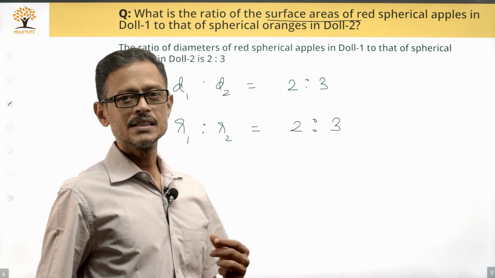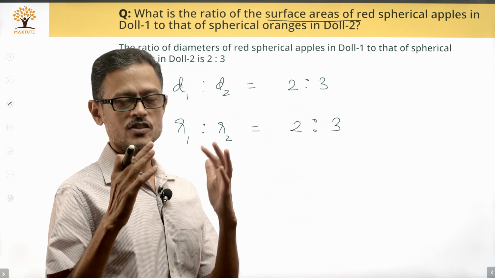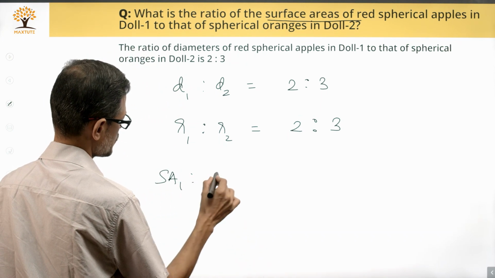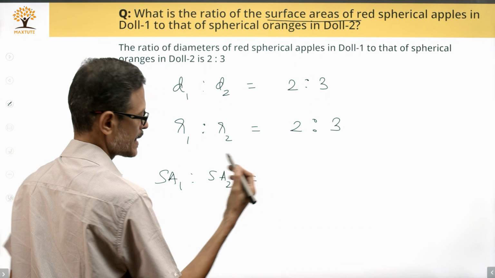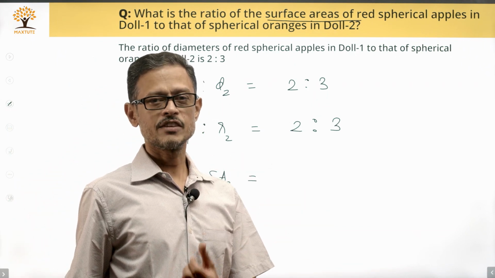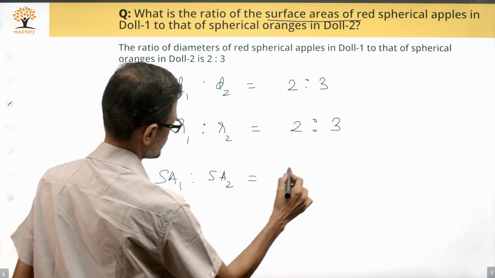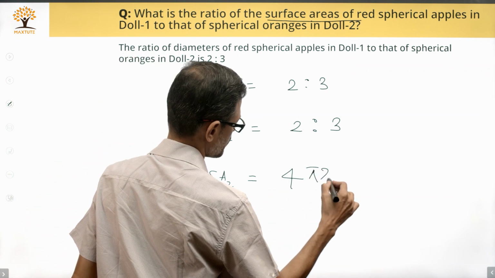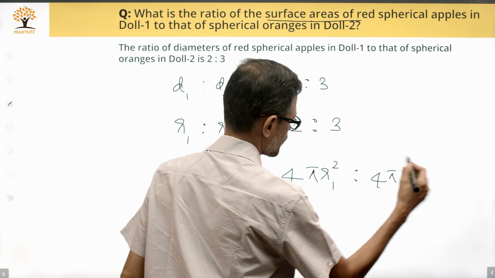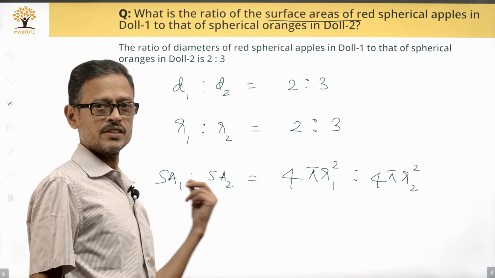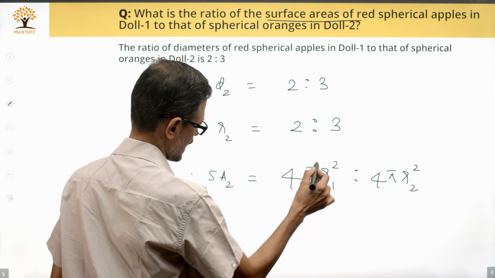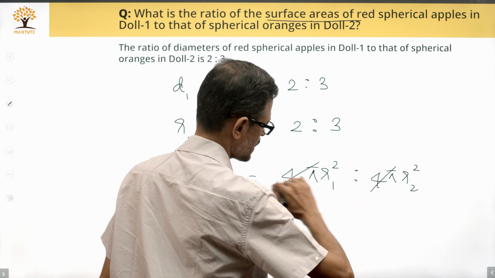We need to find out the ratio of their surface areas. These are spheres. Ratio of the surface areas, we'll call it SA1 is to SA2, will be the ratio of the formula to compute the surface area. Formula to compute the surface area for a sphere is 4 pi r square. So this is going to be equal to 4 pi r1 square is to 4 pi r2 square. So what we need to find out is the ratio of the surface areas of apples to oranges. 4 pi can be taken common and cancelled. You can divide both of these ratios by 4 pi.